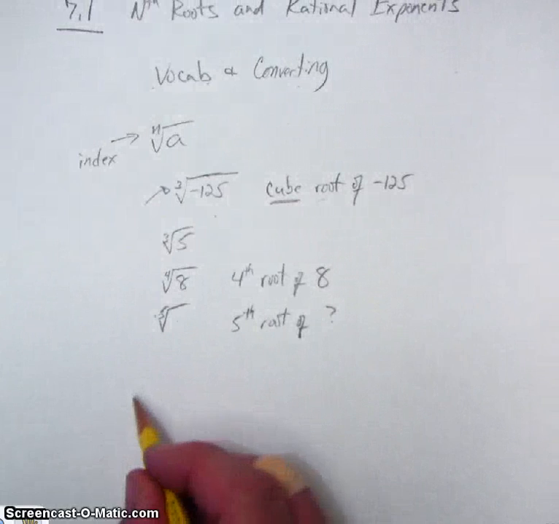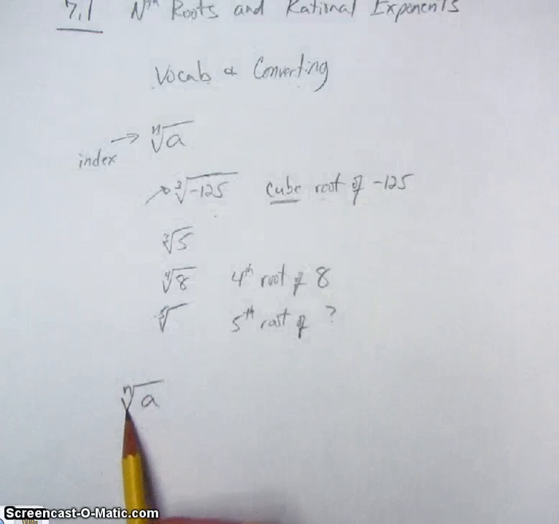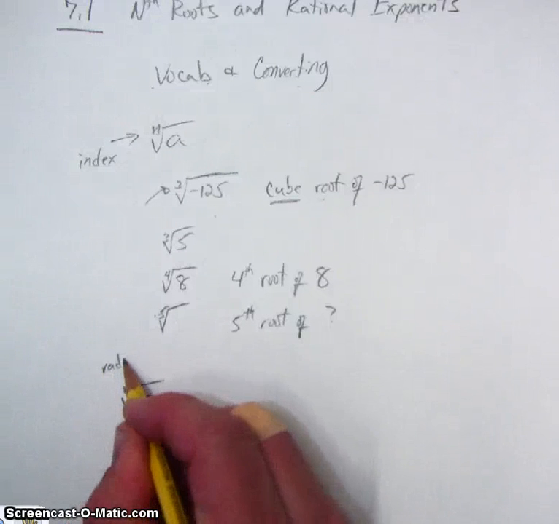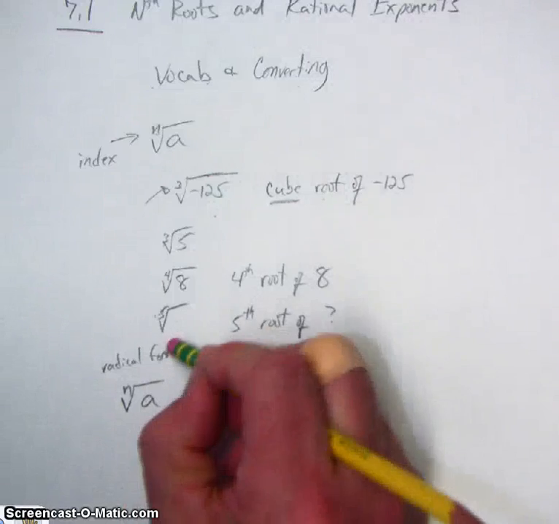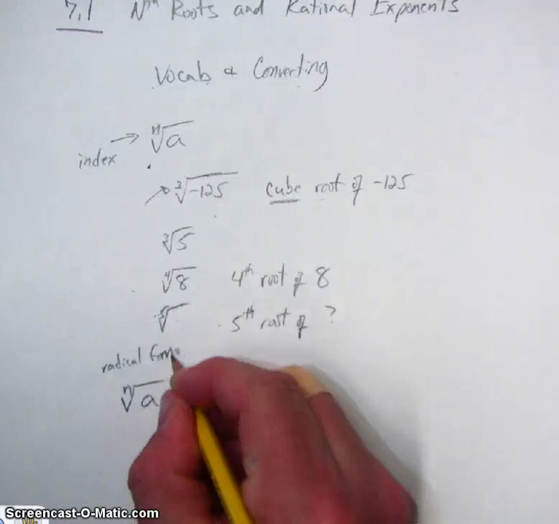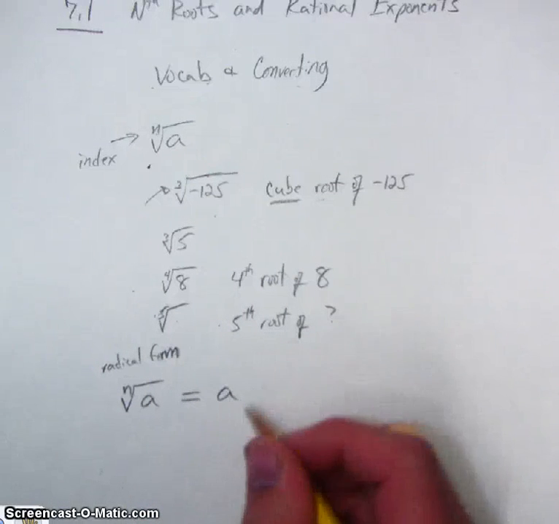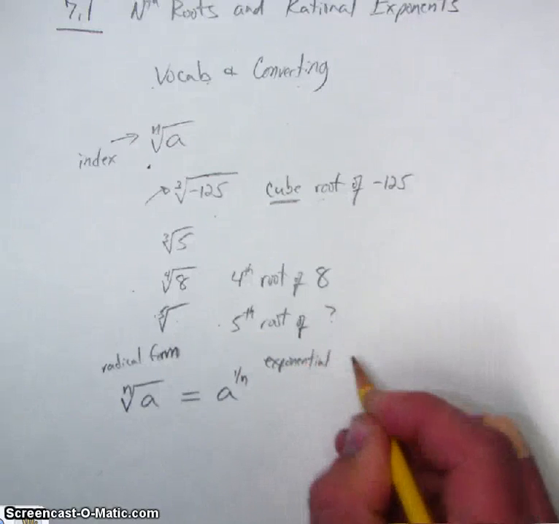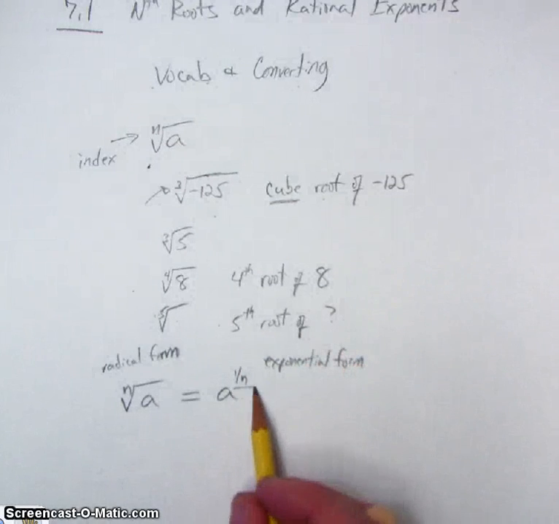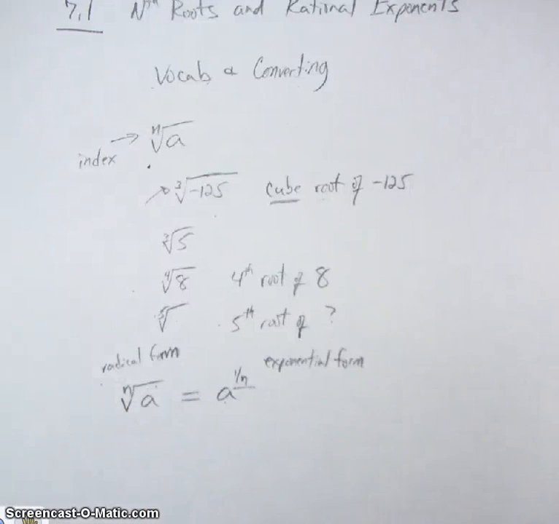All right, the formula that you need to know, this is very important. If I have something, this is in radical form. Okay, radical form, it's the same, and then we're converting it to exponential form. So this has an exponent, this has radical. So radical form, exponential form. So that's how you convert between the two.